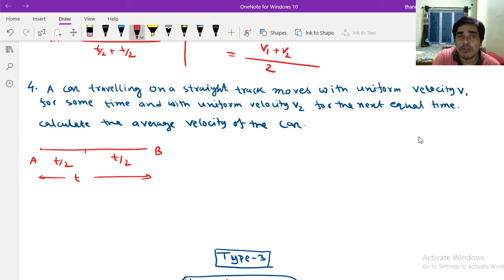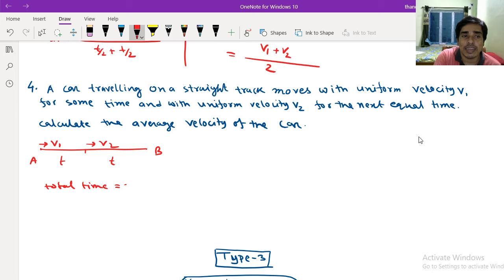A car traveling on a straight track moves with uniform velocity v1 for some time, and with uniform velocity v2 for the next equal time. Suppose equal time means t by 2 or t by 2, that is, you can calculate in this way. Suppose this is t and another is t, and this is v2. So the total time is 2t.